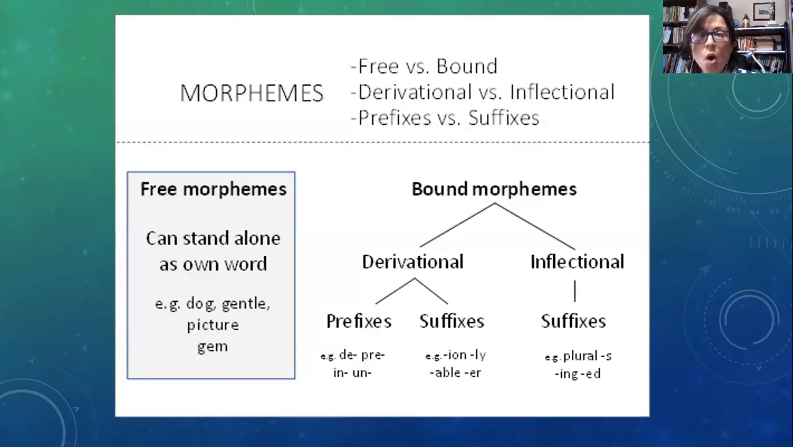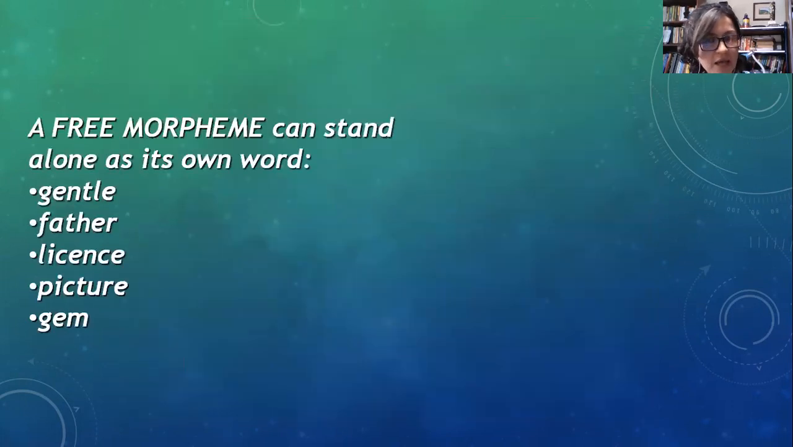In this illustration, we can see the types of morphemes. The morphemes can be free and bound, can be derivational and inflectional, and you can find prefixes and suffixes. The most important types are free morphemes and bound morphemes. Free morphemes can stand alone as words. Here we have some examples: dog, gentle, picture, and gem. Other free morphemes are license and father, and there are other examples.